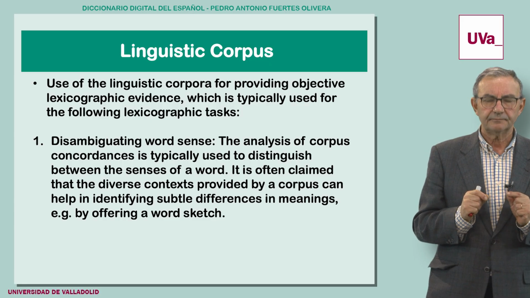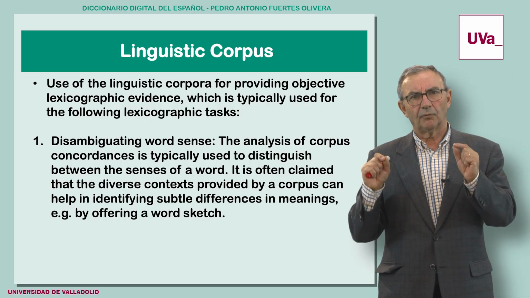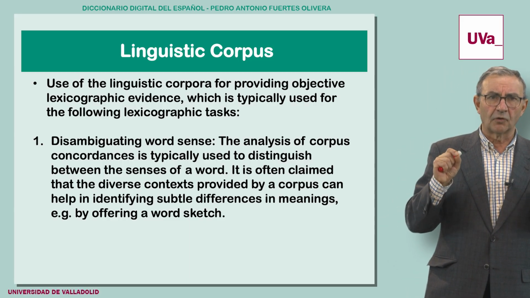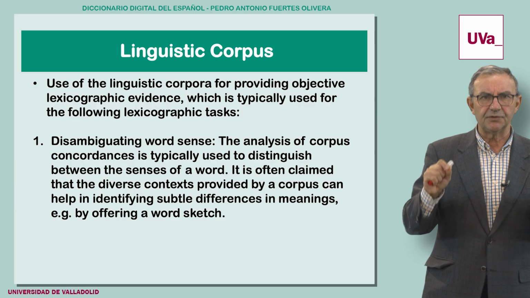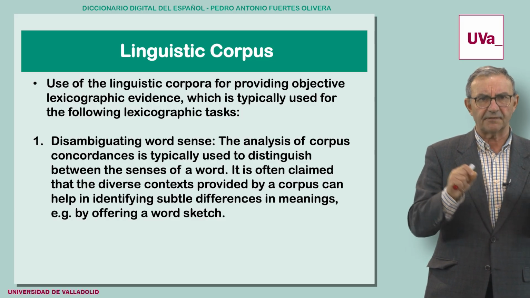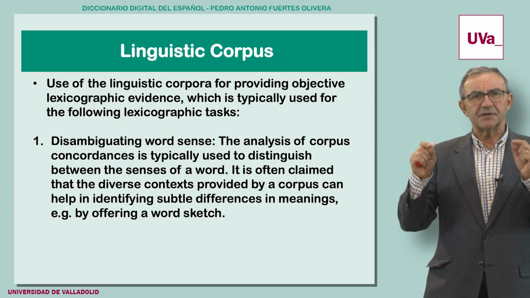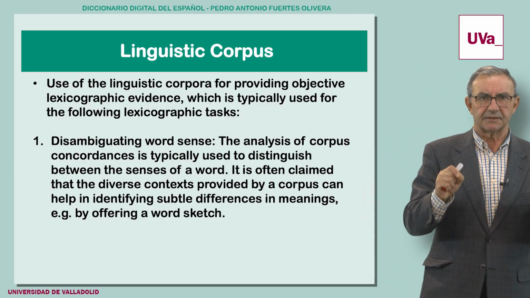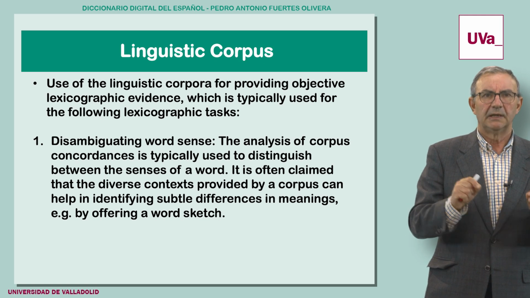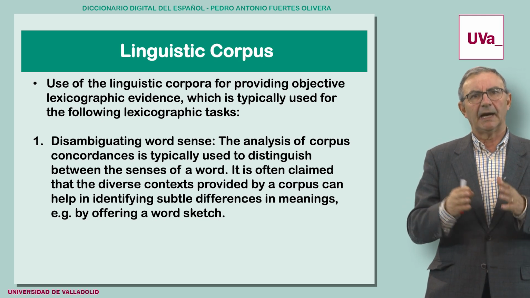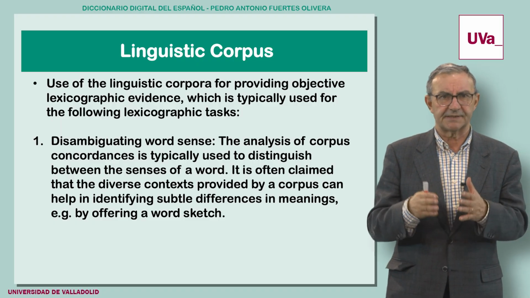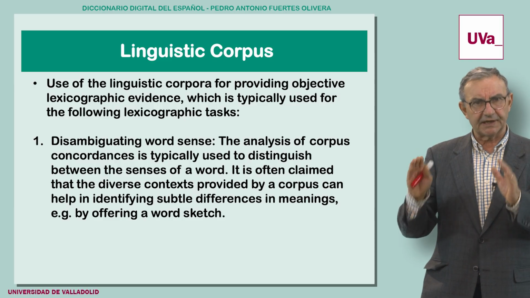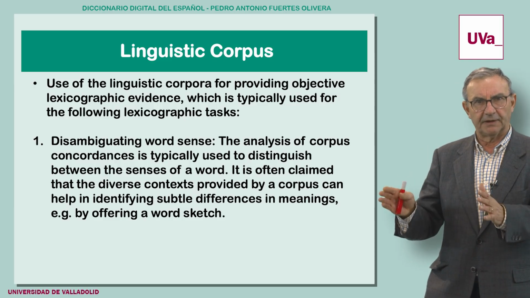1. Disambiguating word senses. The analysis of corpus concordances is typically used to distinguish between the senses of a word, and it is often claimed that the diverse context provided by a corpus can help in identifying subtle differences in meaning. For example, by offering a word sketch of a particular word or expression.